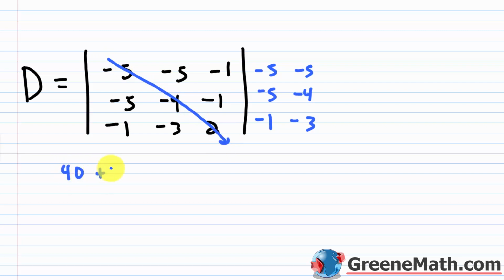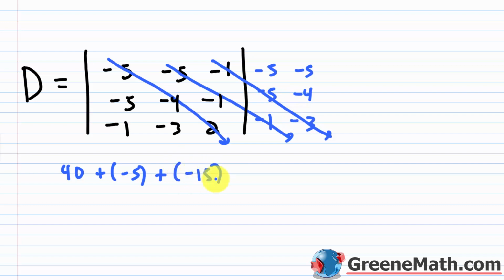Then plus, you're going to go down this diagonal. So you have negative 5 times negative 1, which is negative 5. And then you're going to go down this diagonal. You've got negative 1 times negative 5, which is 5, times negative 3, which is negative 15. Okay, so negative 5 plus negative 15 is negative 20, plus 40 is 20. So this first part of this is 20, then minus.